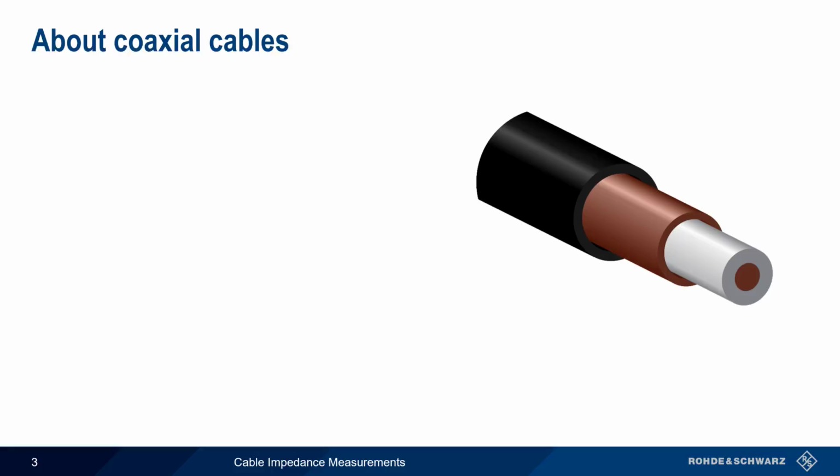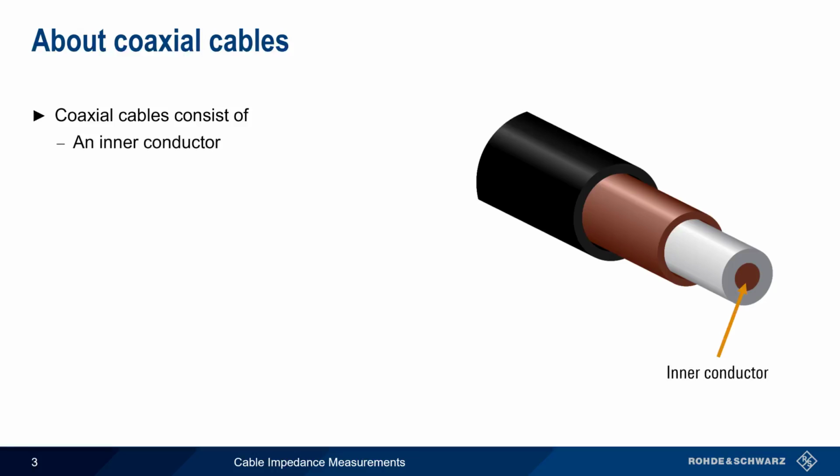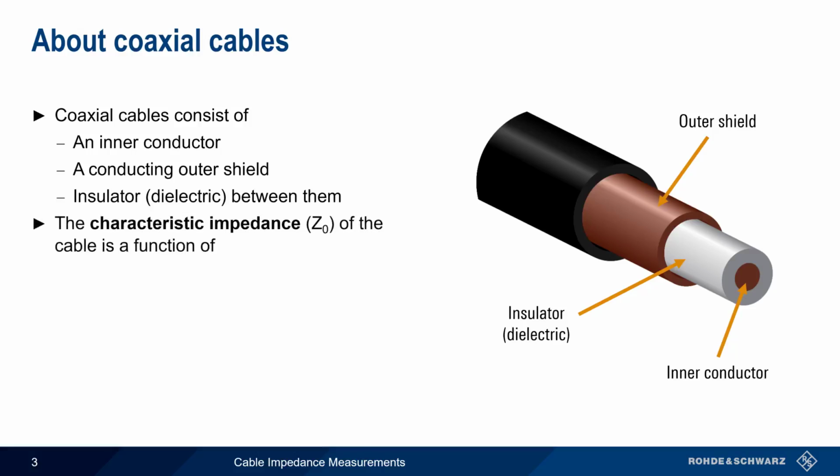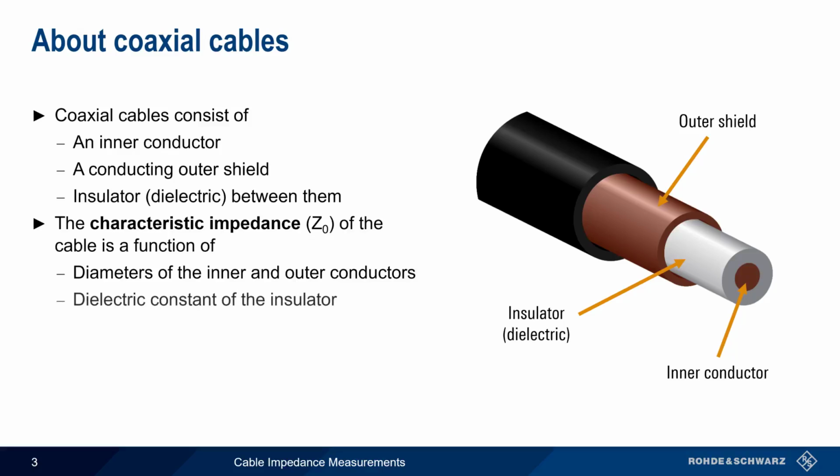Let's start by reviewing coaxial cables, or coax. A coaxial cable consists of three parts: an inner conductor, a conducting outer shield, and an insulator or dielectric material between them. The entire cable is also usually covered by plastic insulation. The characteristic impedance of a coaxial cable is a function of the diameters of the inner and outer conductors, as well as the dielectric constant of the insulator between them.